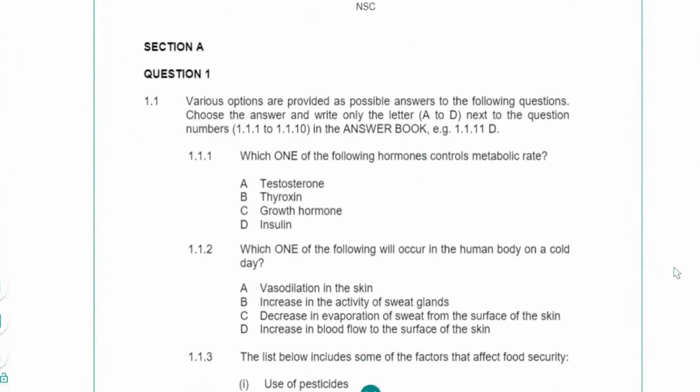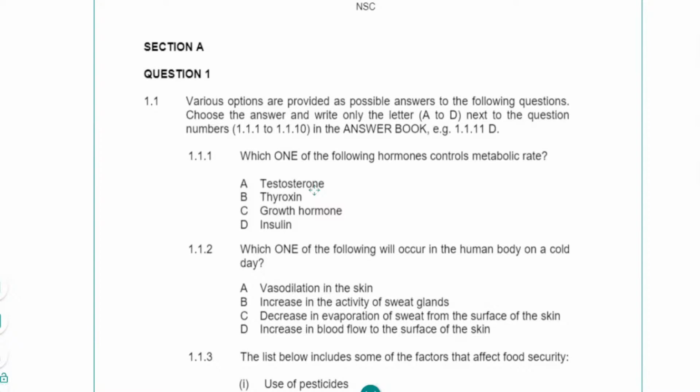The first question is saying, which one of the following hormones controls metabolic rate? Metabolic rate is the reactions which are happening in the body, so we call them metabolic rate. If you don't know the answer, scoop out or rule out all those ones which you think are not correct. So we have testosterone. Testosterone is for testes. You have to know that this one is regarding the male secondary sexual characteristics and development of sperm, so it's out.